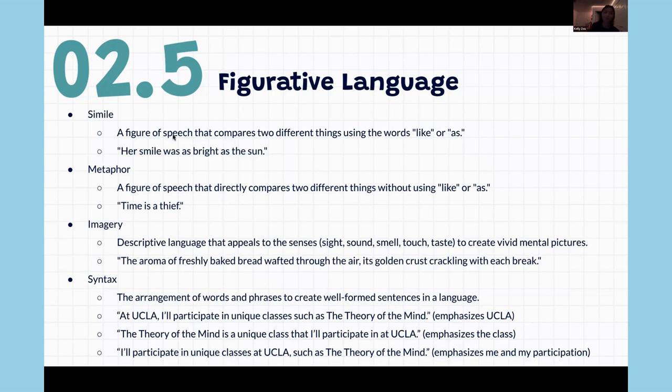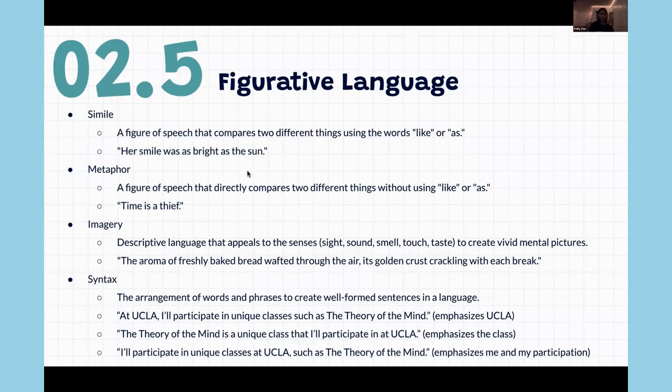So a simile is a figure of speech that compares 2 different things using the words like or as. So her smile was as bright as the sun, or her teeth were sharp like knives, or something like that. And that makes the audience be able to really picture what's going on.